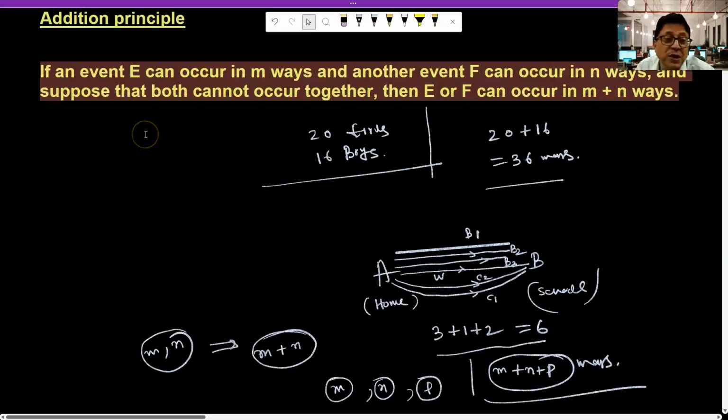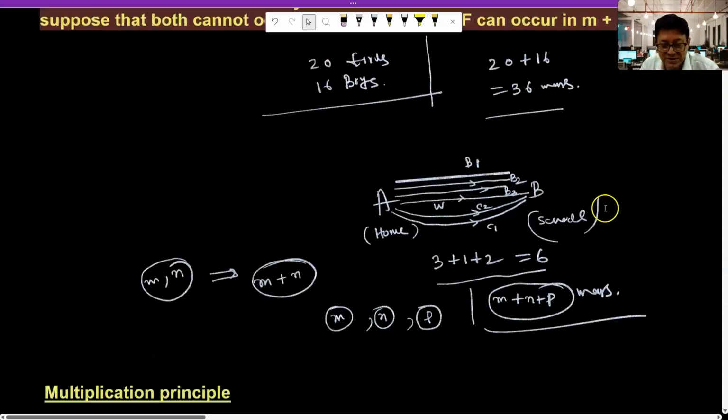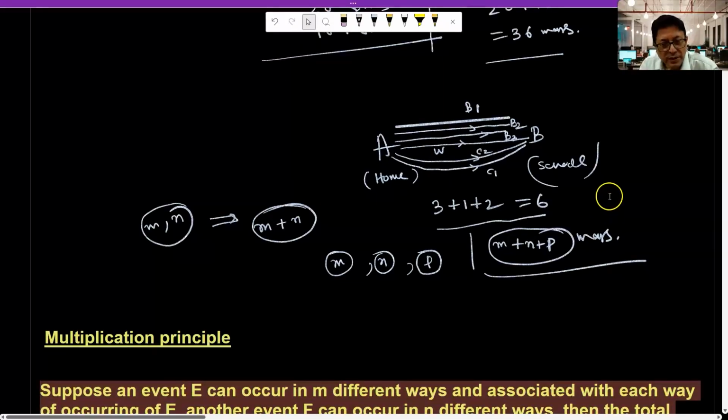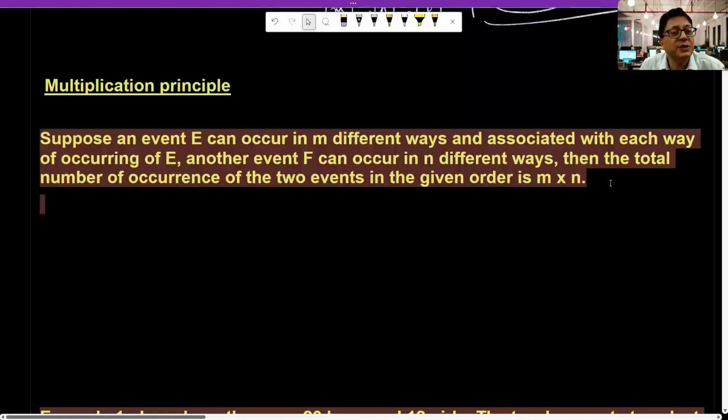So remember this one: the number of ways an event can occur, and the number of ways another event can occur. Then their occurrence, either first or second, can be done by considering the sum of 2 cases, the sum of 2 processes. Then you go for the multiplication rule.